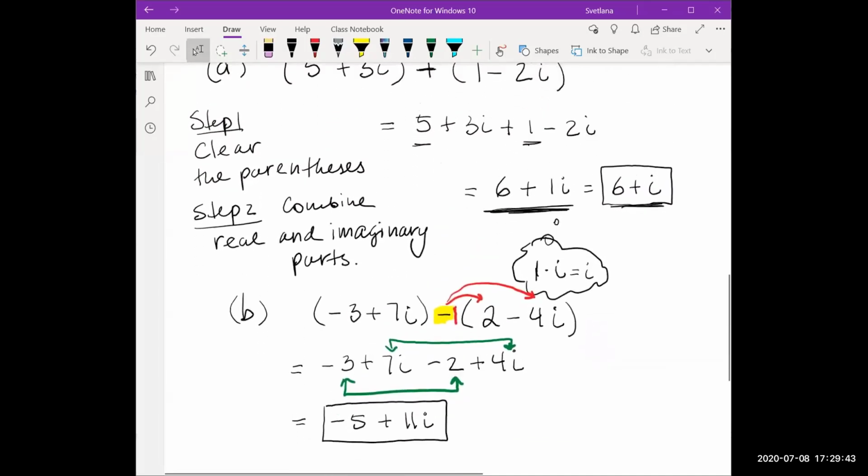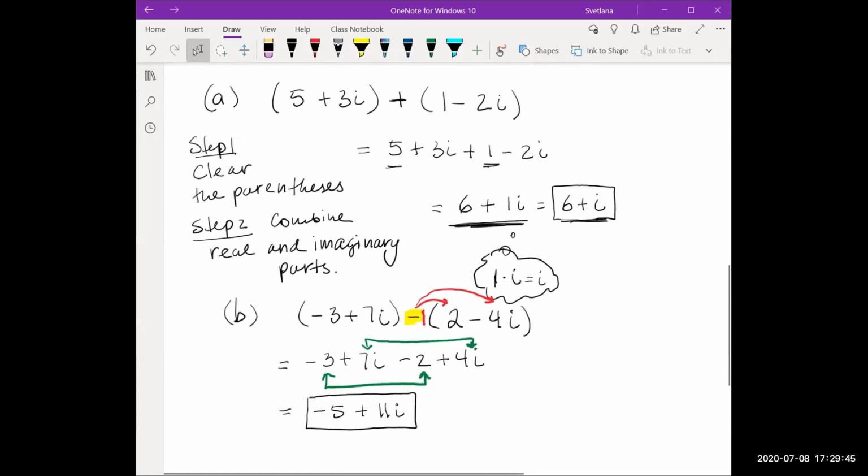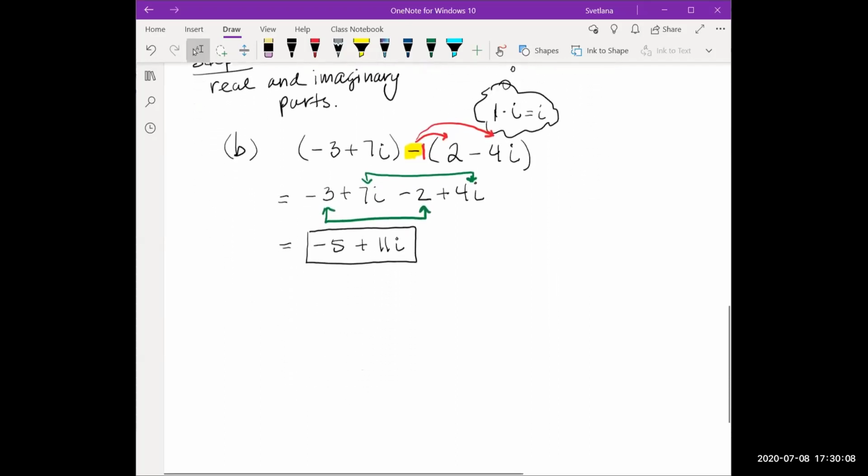Do you want to see another example, or does it make sense? Do you want to see more examples for addition and subtraction? Tell me yes or no for seeing more examples. Okay, good, because I think that's pretty self-explanatory. Well, let's then move on to multiplying complex numbers.